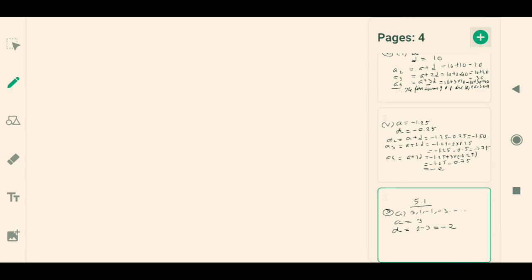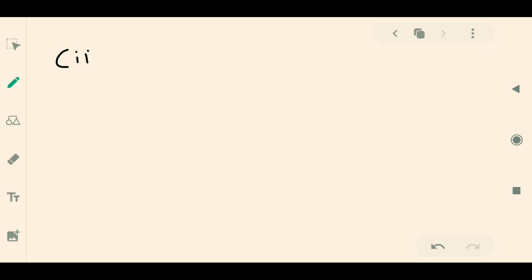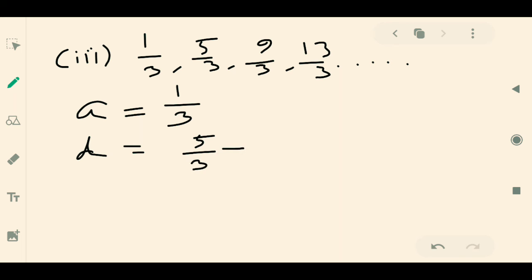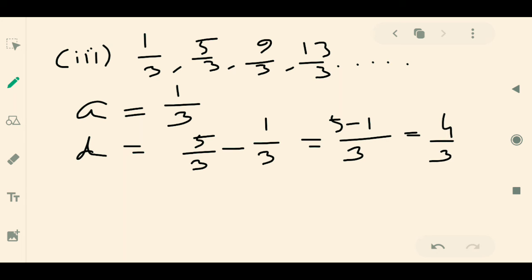I'll show you one more, also in question number 3. A fraction is given: 1 by 3, 5 by 3, 9 by 3, and 13 by 3. So this is the AP. What will be the first term? Yes, it is 1 by 3. And the common difference, I'll do second minus first. So with the common denominator, 5 minus 1, that is 4 by 3, no cancellation.